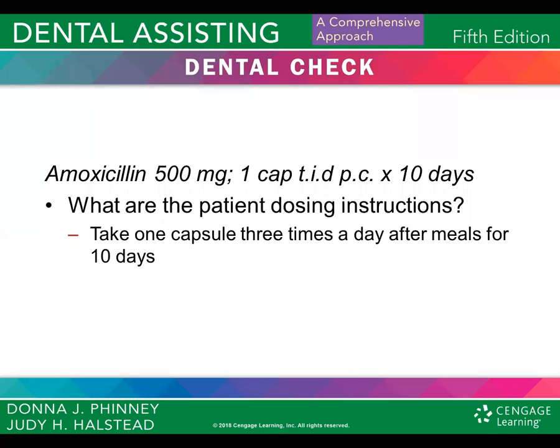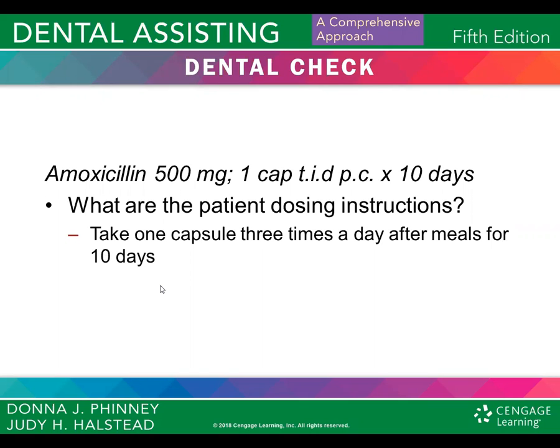So this is what it would look like when we are writing a prescription. We'll write amoxicillin 500 milligrams, 1 capsule 3 times a day with meals for 10 days, is what this means. Take 1 capsule 3 times a day after meals, either way, but it means make sure you have food in your stomach.